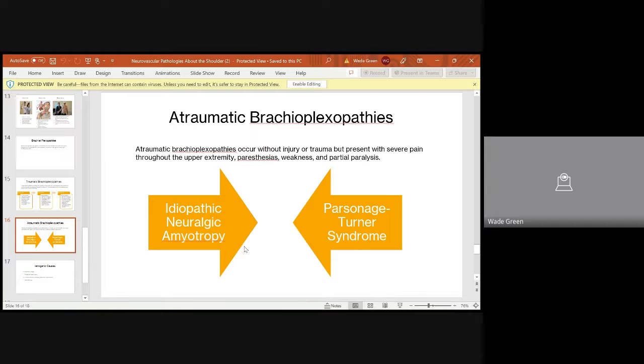Obviously with our atraumatic causes, there is no injury or trauma. They're not going to have a mechanism they can tell you, but there's going to be severe pain, numbness, weakness, and maybe even partial paralysis, an inability to move the arm. But these are generally resolving. Sorry, they generally get better over time.